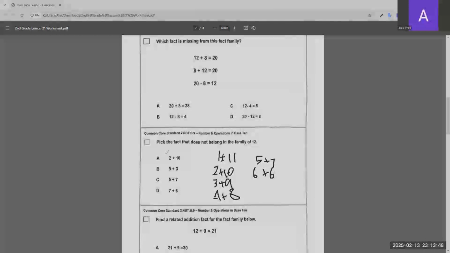So looking at our answer choices, A, 2 plus 10, that is one of the facts right here. B, 9 plus 3, that's also right here. C, 5 plus 7, that's right here as well. And D, 7 plus 6 is not one of the numbers here, so that's the answer.